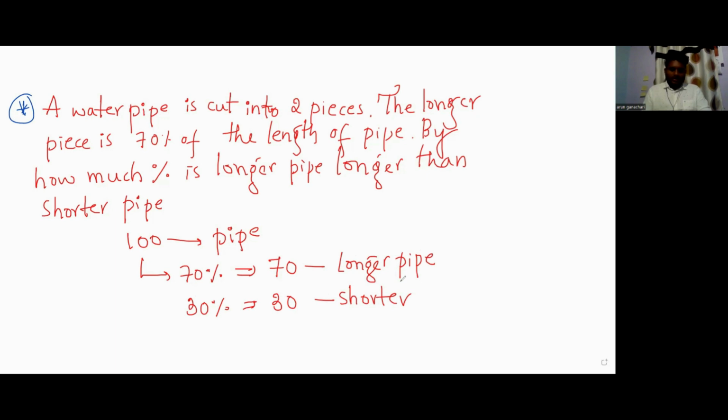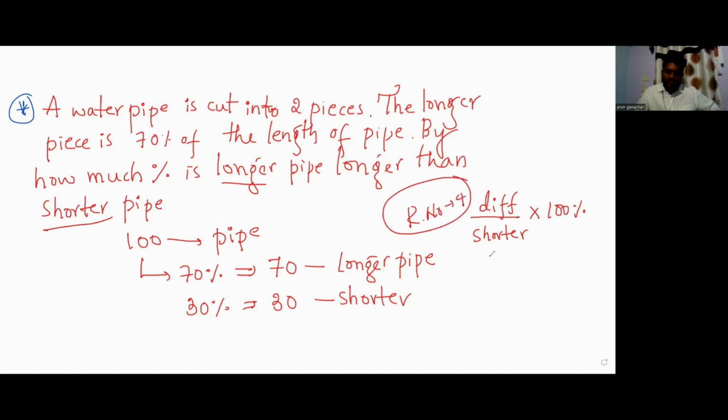Yes. Now they are asking you by how much percentage is the longer pipe longer than the shorter pipe. To which are they comparing? They are comparing it with the shorter pipe. So that will come in the denominator. Shorter will come in the denominator. And they are asking the difference. By how much percentage? You have to find the difference into 100 percentage. This is your rule number 4.